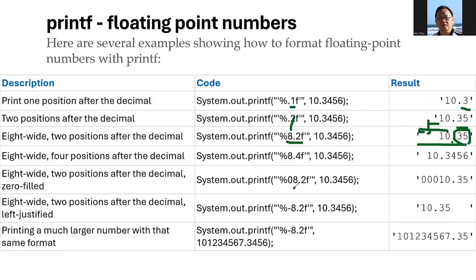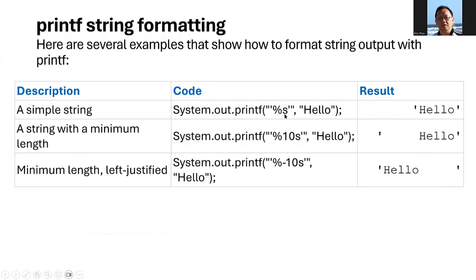%08.2f is totally 8 digits, after the decimal point 2 digits, before the decimal point 5 digits, and then you start with 0 for the extra digits. %-8.2f is totally 8 digits, after the decimal point 2 digits, aligned to the left. Okay. Anyway, these are how to read the different format specifiers. %s is for string. For %s usually you do %10s to the right, %-10s aligned to the left.